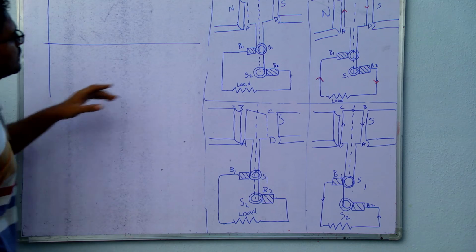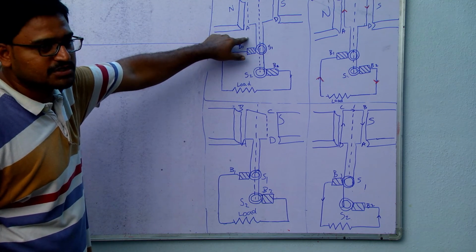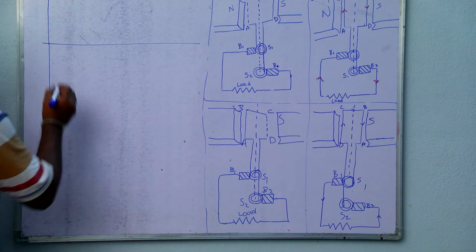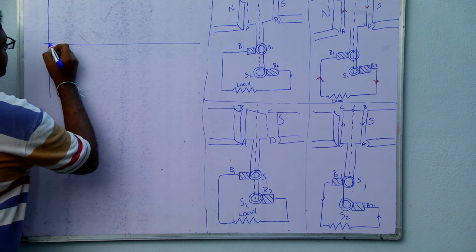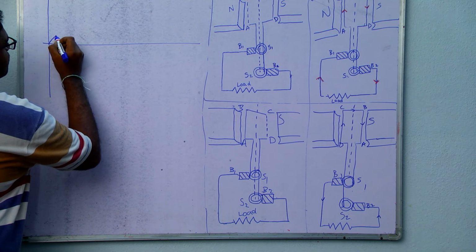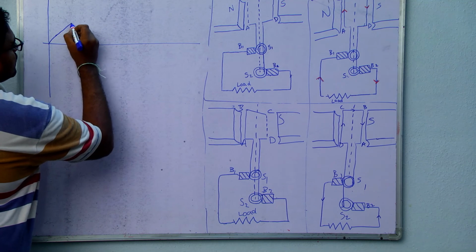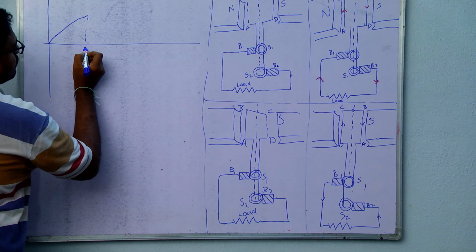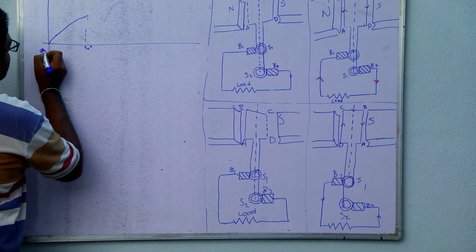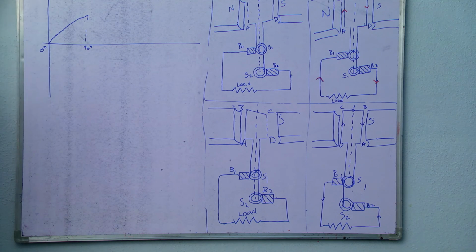Initially for this position, the EMF induced is 0. As I am rotating in clockwise direction, the EMF induced increases because the flux linkage decreases, but the change in flux is increasing, and so EMF increases and it becomes maximum at the angle of 90 degrees. Okay, for 0 degrees it is 0, and for the angle of 90 degrees it is maximum.